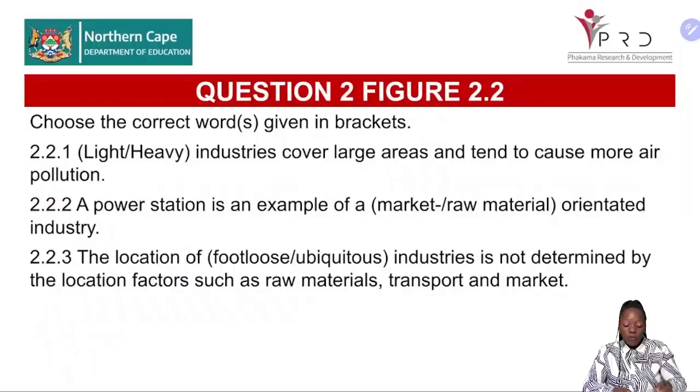Then we're moving to figure 2.2. In our figure 2.2, you choose the correct words given in the brackets. So you can see that it's based on the types of industries. You are given light or heavy industry that covers a large area and tends to cause more pollution. Again, I have said you're supposed to underline the keywords as well as the action verbs so that you can identify the correct answer. So here you're supposed to know the characteristics of each type of industry.